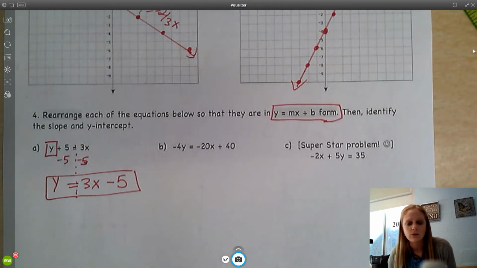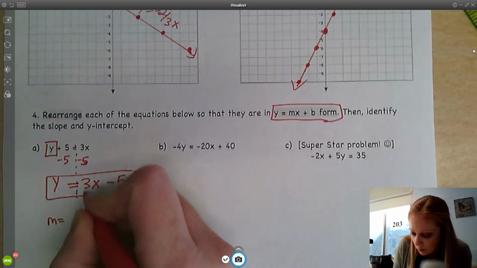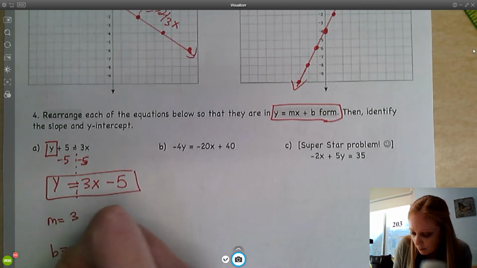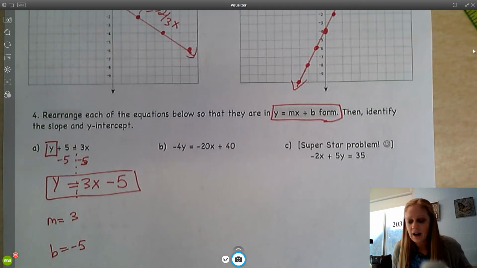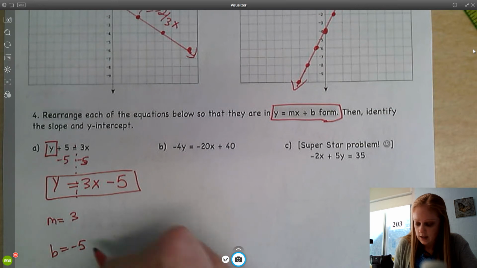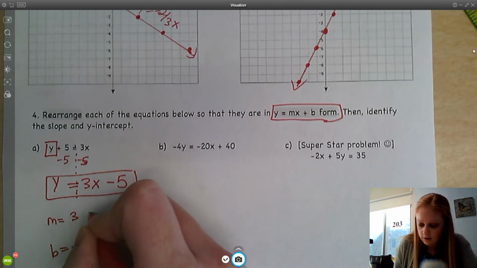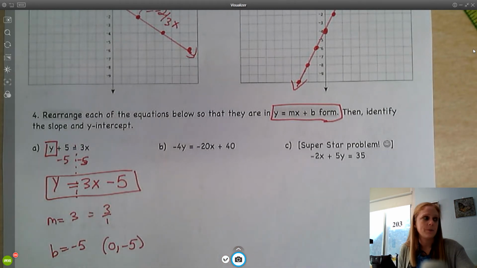Put the term with the x first because it's y equals mx plus b. We want the term with the x to come in front of the constant. Okay, then we just have to identify the slope and the y-intercept. So the m would be 3 and the b would be negative 5. And just know that the y-intercept then would be the point 0, negative 5. And this could also be written as a fraction.